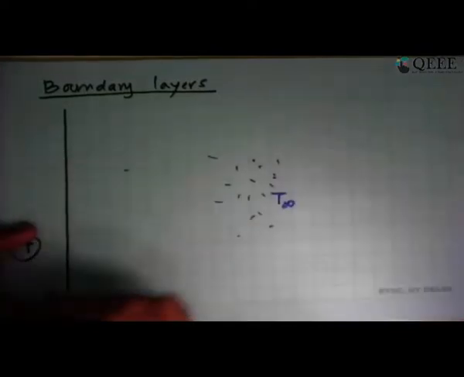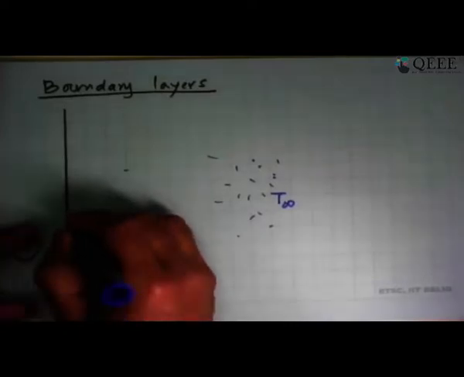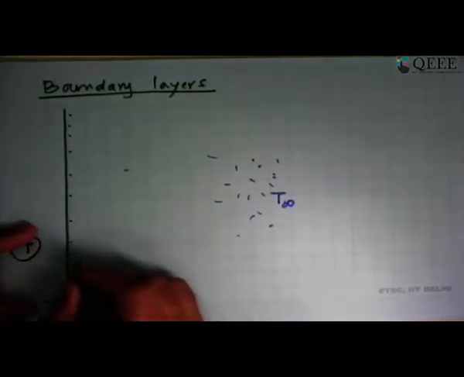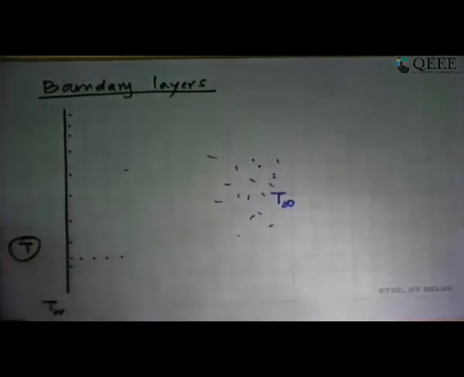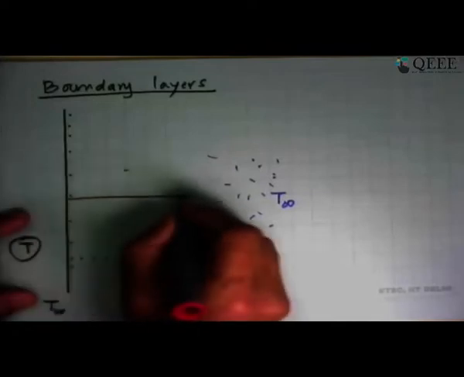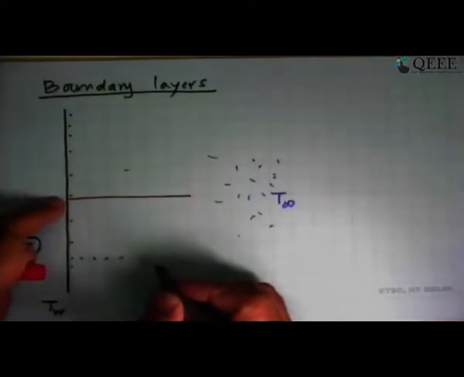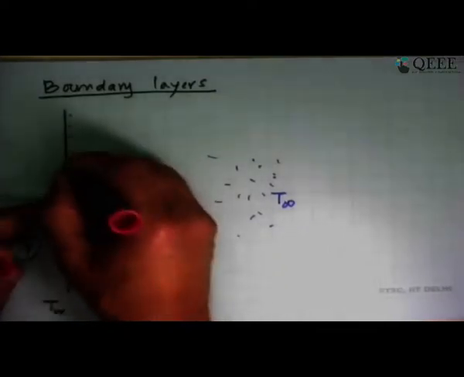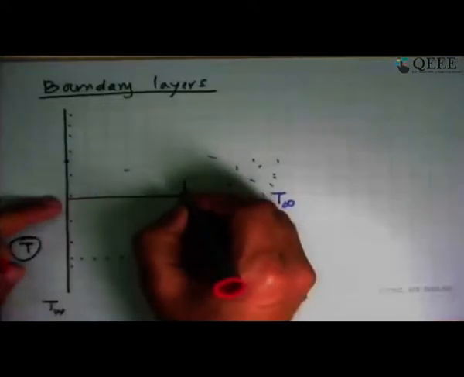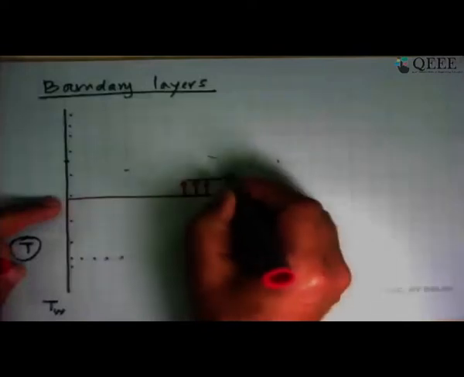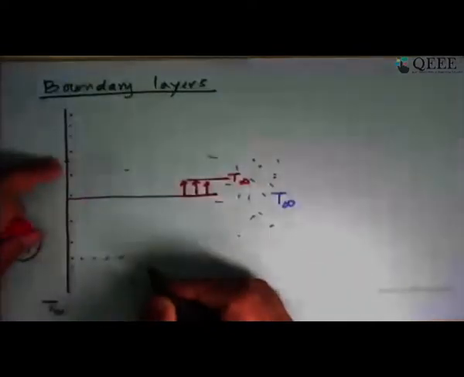Let's see what happens. The fluid in contact with the surface will be hot. As you go further away from here, the temperature will continue to decrease. Finally, it becomes T infinity. So if I plot the temperature in this direction at this location, initially I have a high temperature which is Tw, and far away we have this temperature which is T infinity. Here it is Tw, which is higher.